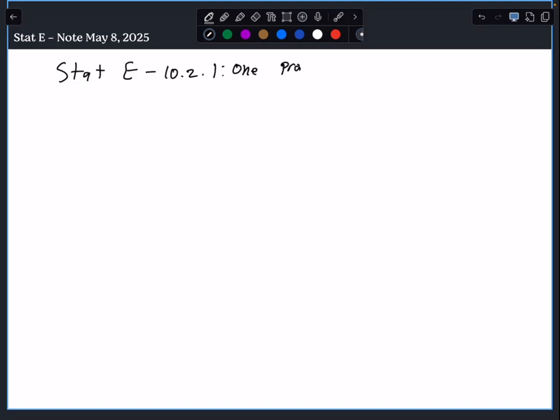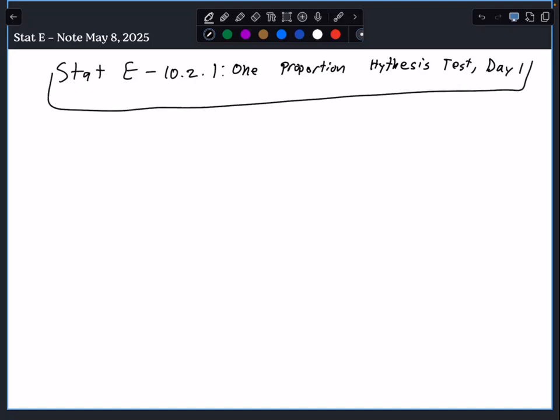One proportion hypothesis test. Day one. Day two is just an example. So what we're doing here is we are doing a hypothesis test. More specifically, we are going to be doing what is called a hypothesis test on a proportion.